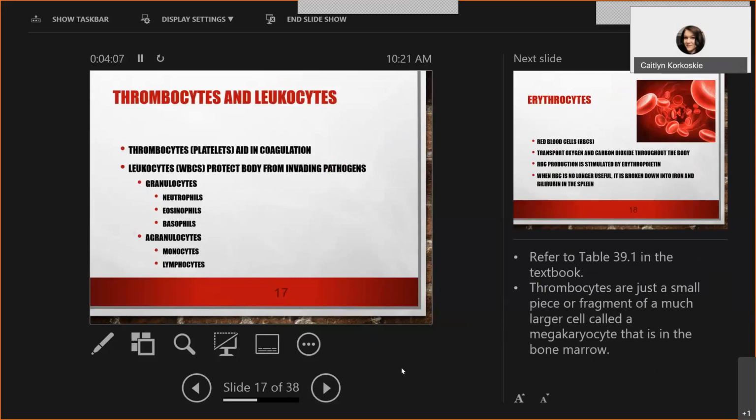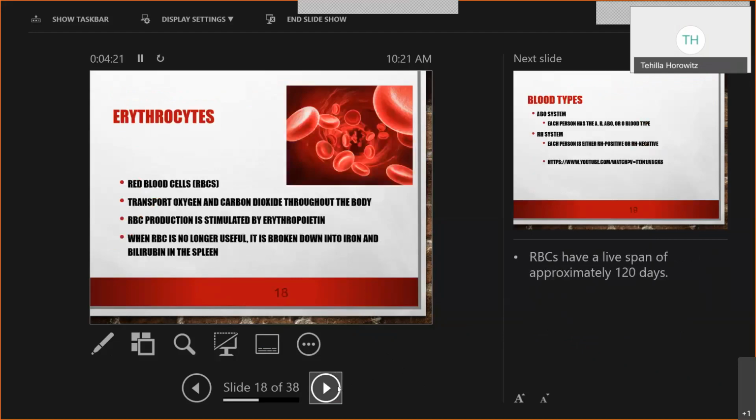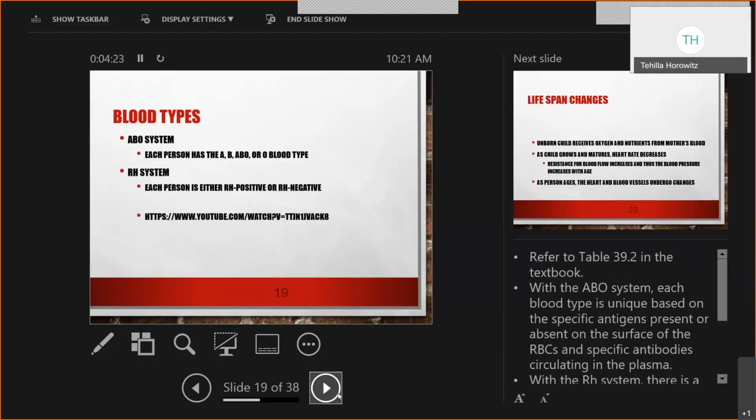In the phlebotomy chapter, did we go over thrombocytes, erythrocytes, all of that? Neutrophils? I think we went over most of that. Yeah. Okay. So, we're just going to go through these next.